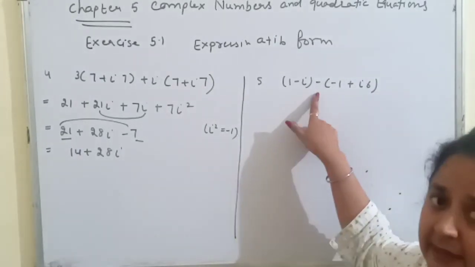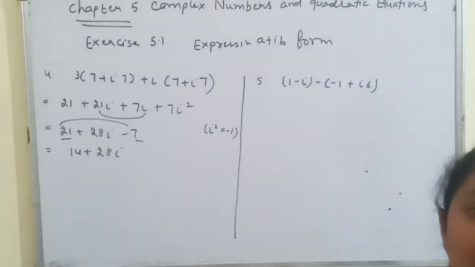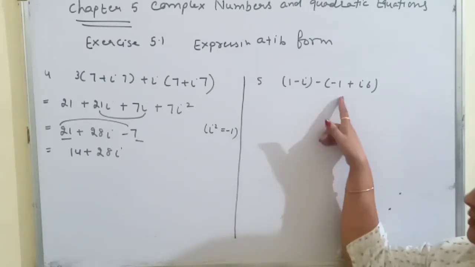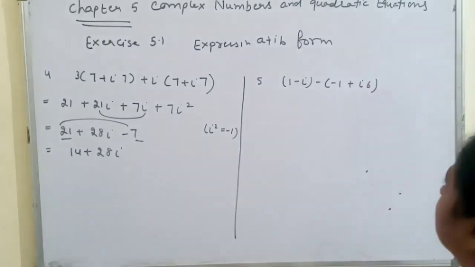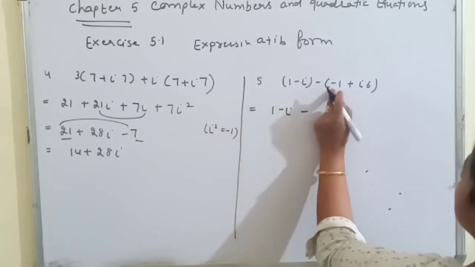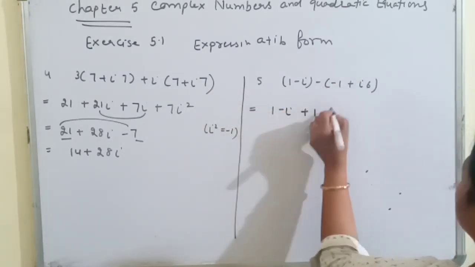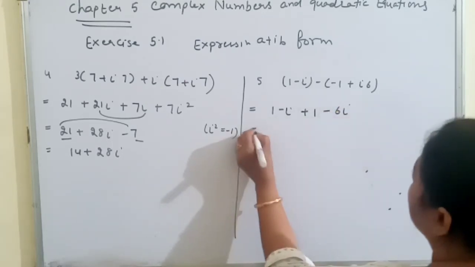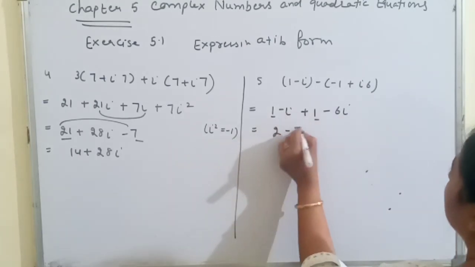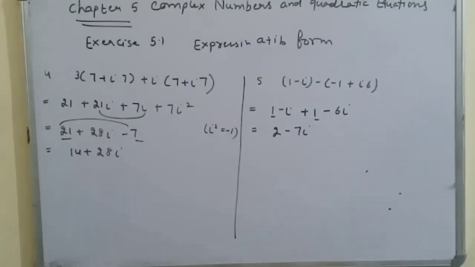We have to solve the bracket, and you can see that before the bracket we have the negative sign. So while solving it, we will change the sign of both these terms. So let's solve it. 1 minus iota minus, here is minus 1, so it will become plus, minus 6 iota. Plus 1 it will become 2, minus 6 iota minus 1 iota. This is minus 7 iota. The result for the fifth part is 2 minus 7 iota. Hope it's clear to you.